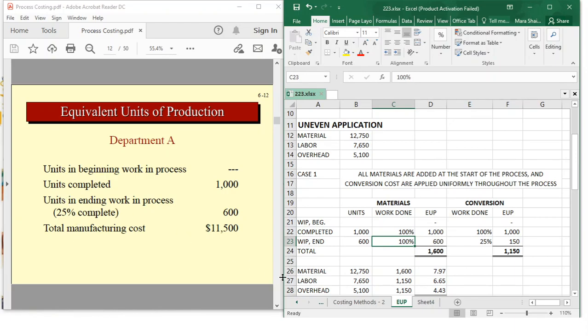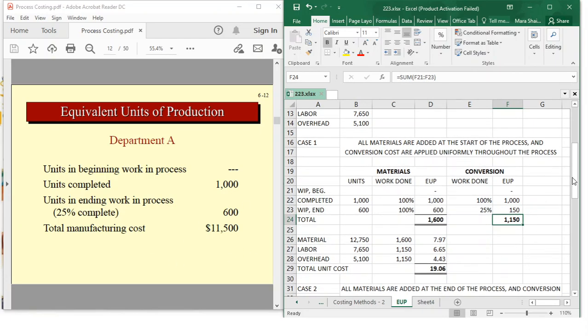So, ang ato din is 100% na kay tanang materials gibutang naman nimo pag start pa lang sa process daan. So, mo nang 100 na din ha. So, for materials, that is why the EUP is at 1,600. Well, for conversions is applied uniformly man siya, so katutang sa ato ang 1,150.